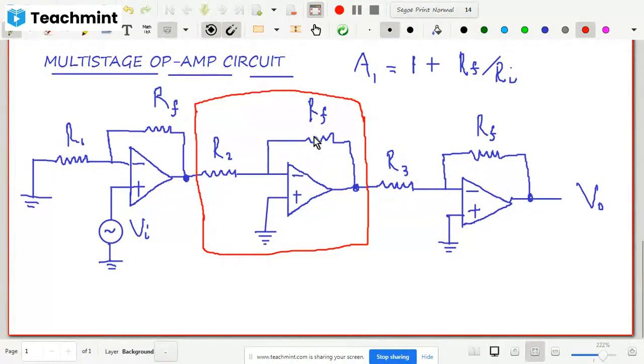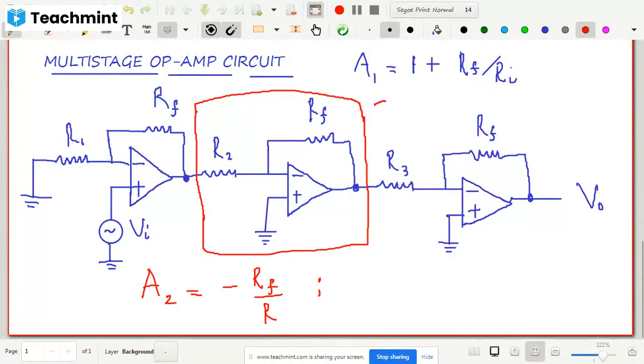So for an inverting amplifier, what is the formula for gain? The gain is given by A2. The gain of this second stage is nothing but minus of feedback resistance RF divided by R2. Okay, so this is the value of your A2. Similarly, you can check the value of your A3 here.